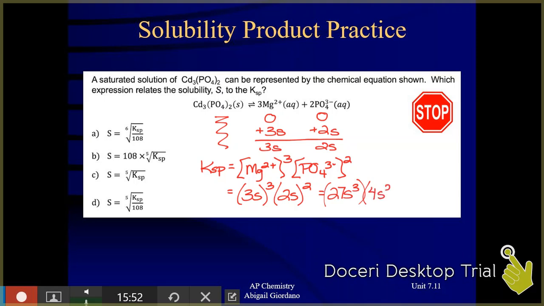So that's 27S to the third times 4S squared. Okay, if you can do a little mental math in your head, 4 times 27 is 108. And that'll be times S to the fifth. So if you were to isolate S, you would need to say KSP divided by 108 and take the fifth root of that answer. So letter D is our answer right there. Okay, so you didn't have to do very much number crunching. Remember, this is multiple choice. You would not have a calculator. So this is something you could handle without a calculator, hopefully.